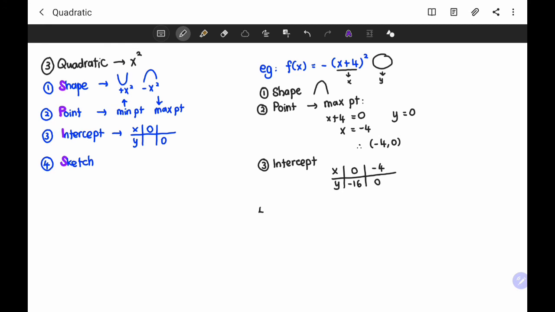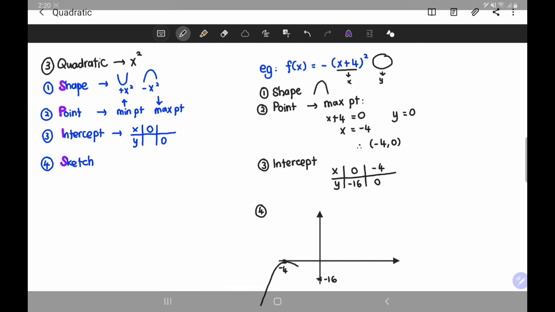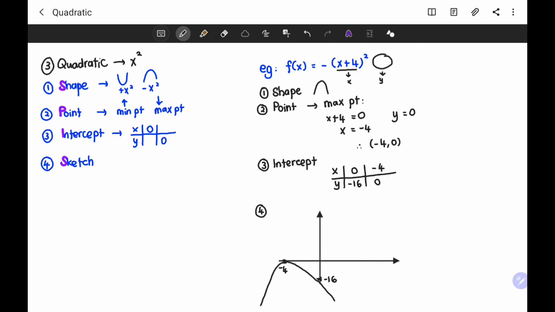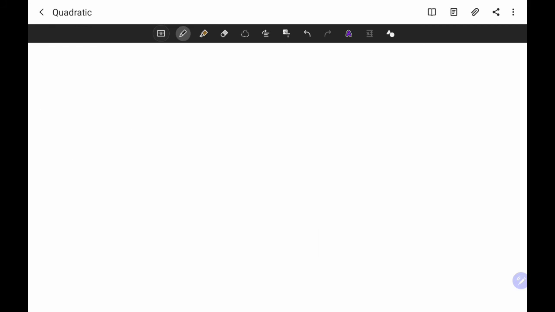Okay, yang keempat kita lukis. Kita letakkan point 0, negative 16. Saya letak kat sini 0, negative 16. Okay, saya pangkah. Dan negative 4, 0. So di sini 1 point, negatif 4, 0, tempat yang sama. So terus dilukis sad. Kau buat cantik. So siaplah graf. This one f(x). Okay, kita tengok next example.